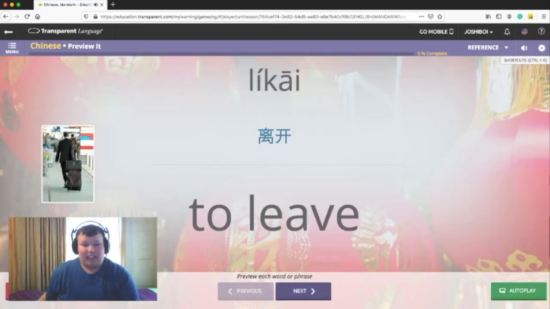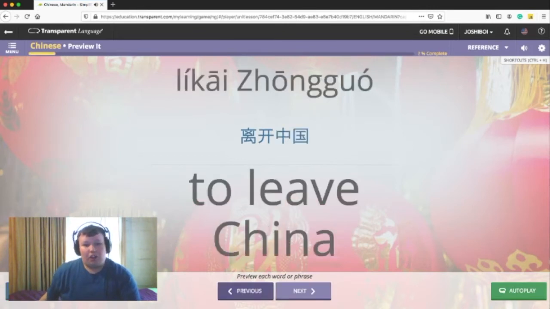离开中国。Also, I don't get the Chinese symbols memorized the first time, so I have to go through it. I just learn the way to say it, and I just go through it like that.